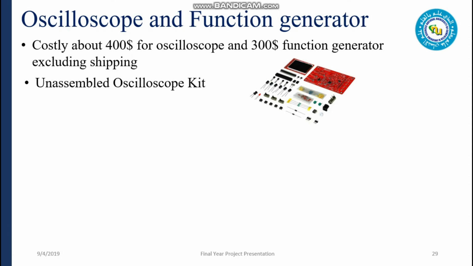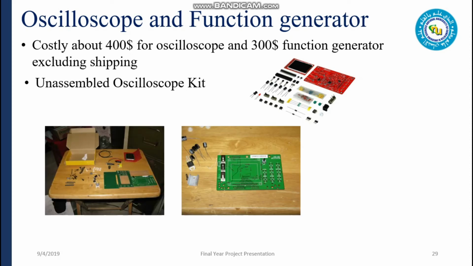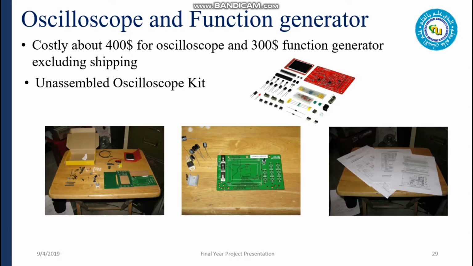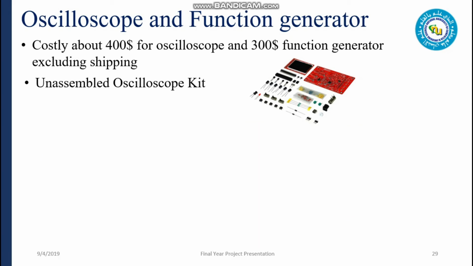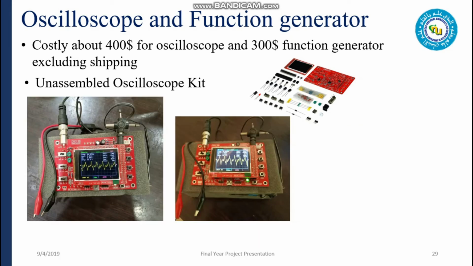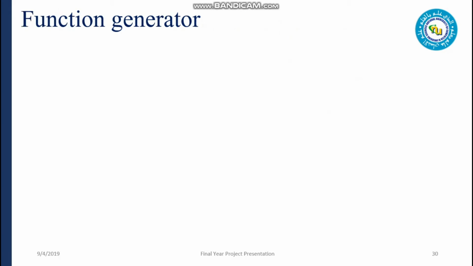It seemed very difficult, but I got the unassembled kit along with some manual papers including the instructions. So I tried it and I succeeded. These are pictures of the assembled oscilloscope. The next step is to make a function generator.